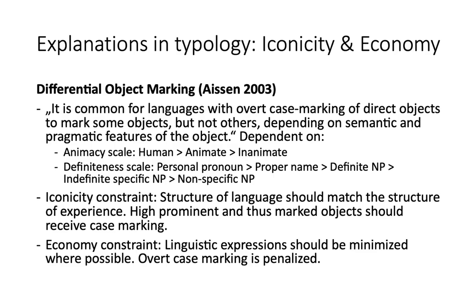The iconicity constraint states that the structure of language should match the structure of experience. That means that highly prominent and thus marked direct objects, which are located towards the left of these two scales, should receive case marking, while the economy constraint states that linguistic expressions should be minimized when possible. Hence, overt case marking of direct objects is penalized. The relative importance of the iconicity constraint versus the economy constraint in individual languages explains the cross-linguistic variation that is found regarding differential object marking in the languages of the world.